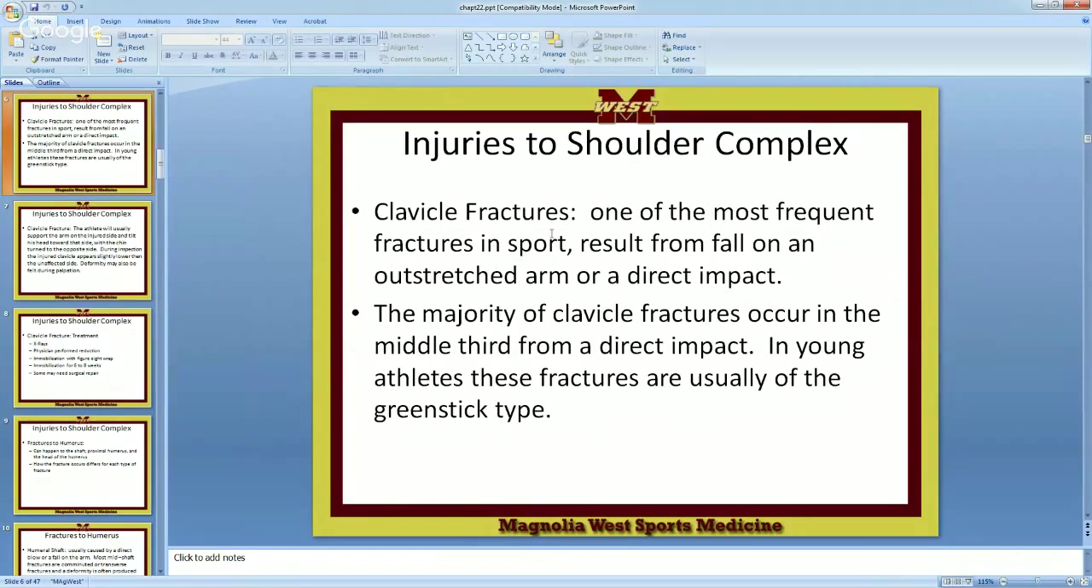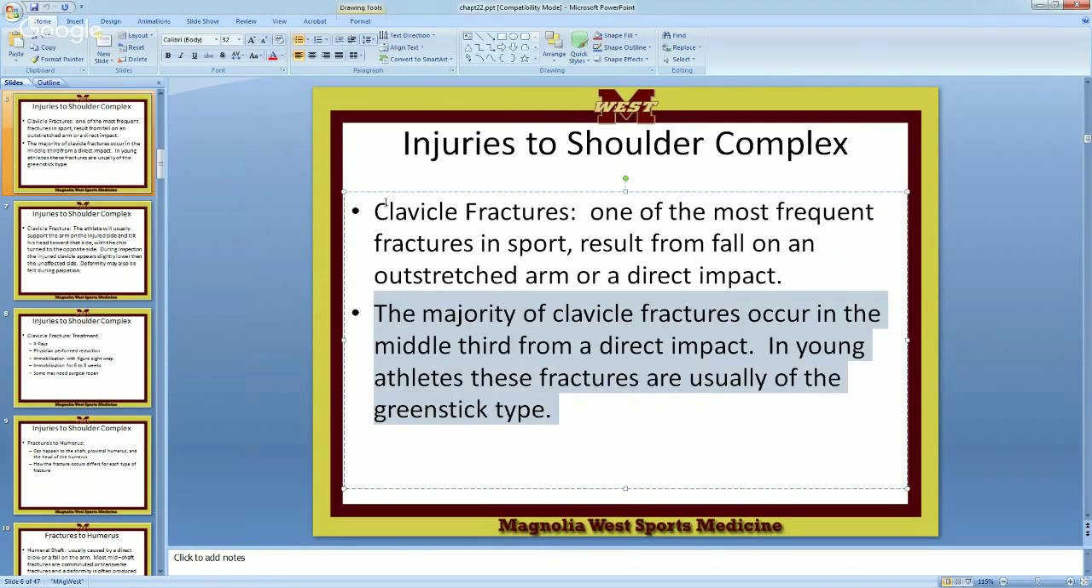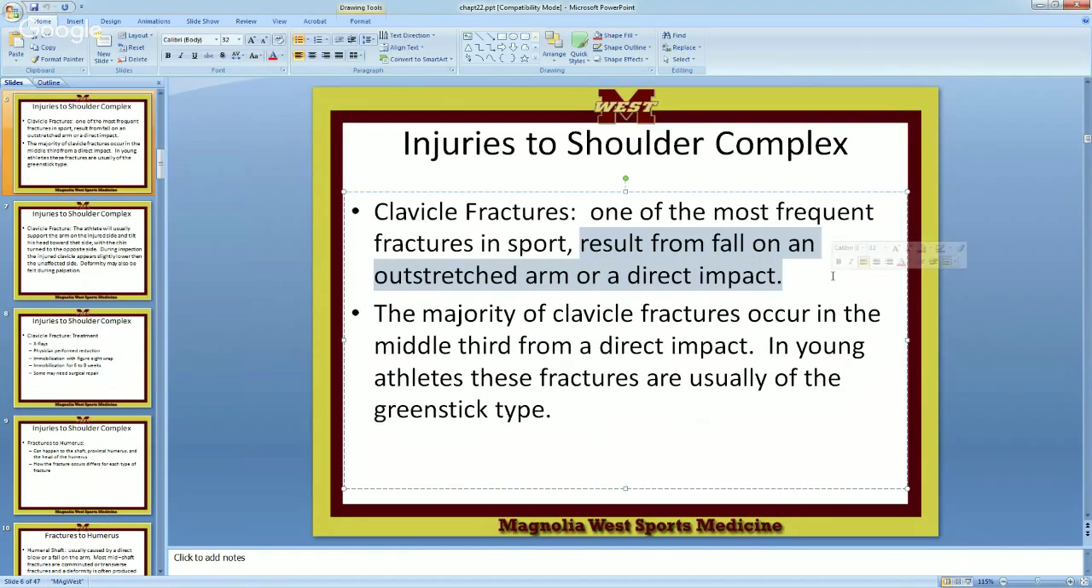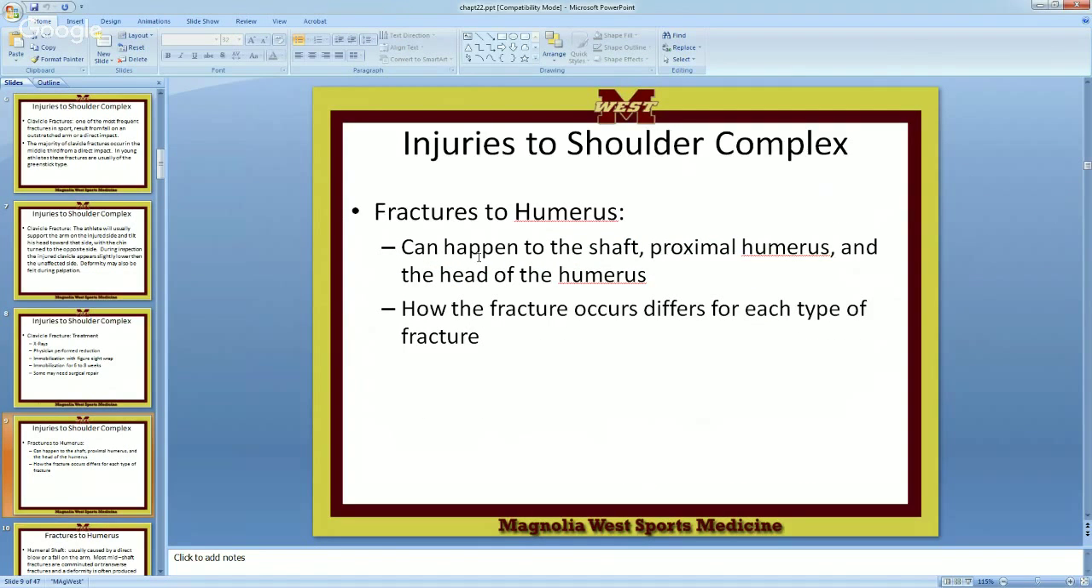Injuries to the shoulder complex. There's 2 questions on here. The young athletes having a clavicle fracture are usually, what is that? Young athletes. They are greenstick, and they're in the middle third, so know this part. And then also, one of the most frequent fractures of sport results from a fall on an outstretched arm or a direct impact. So, need to go to number 9.